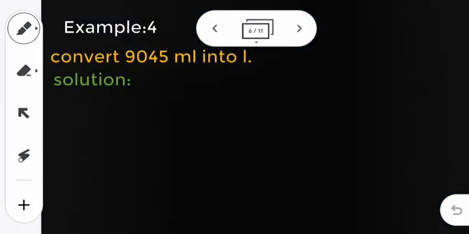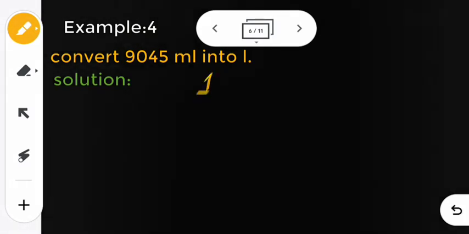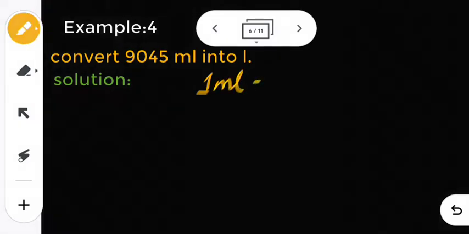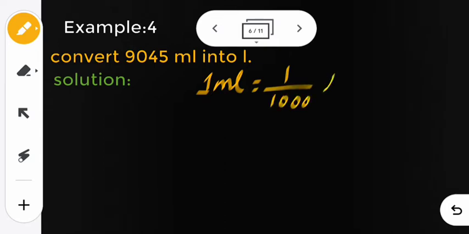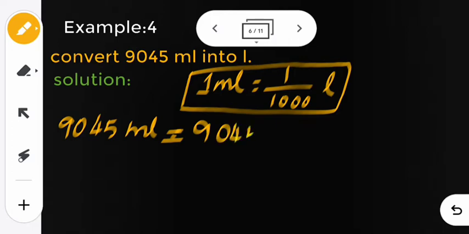Okay, now the next sum. Convert 9045 milliliter to liter. So this also small to big. Small to big you have to divide. So we will use the formula here. 1 small to big. So 1 milliliter equal to 1 by 1000 liter. Okay, so now 9045 milliliter equal to 9045 divide by 1000 liter. We are dividing by 1000 here.